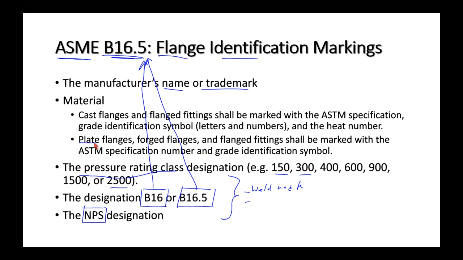Now, one other thing is if it's a plate or forged, it's marked with the ASTM specification number and grade identification symbol. Well, you know what ASTM is, and if it's ferrous, it's going to be an A, and then it'll be the material specification, A105, something like that. So look for some kind of marking on the flange that says what the material designation is. See what the class of the flange is, and also look for that, okay?